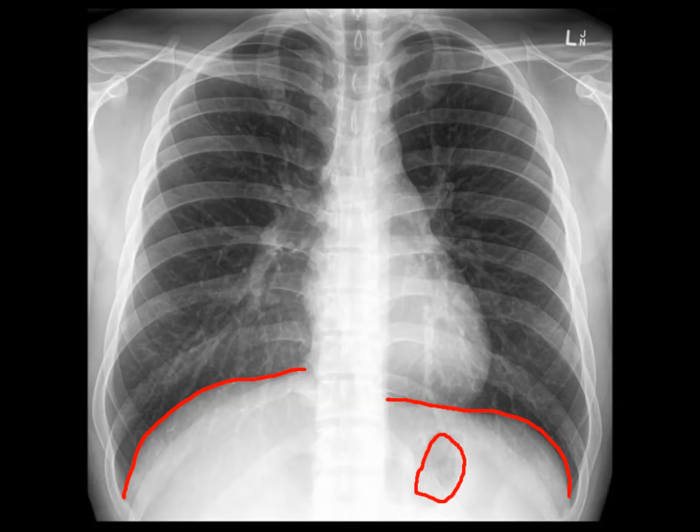Next, we will look at the borders of the heart and major blood vessels. Let's do this clockwise from top to bottom. First you have the subclavian artery, then the aortic arch, the pulmonary artery, a small bit of the left atrium, the left ventricle, the right atrium, the superior vena cava, and the ascending aorta.